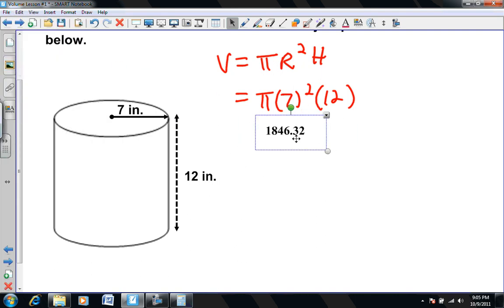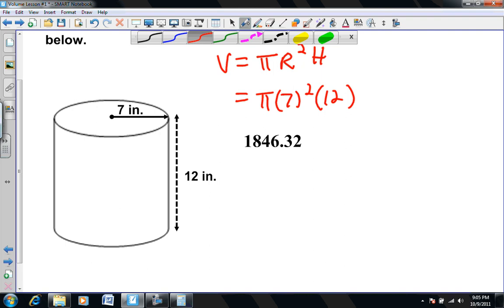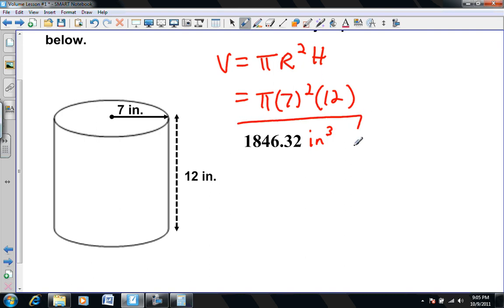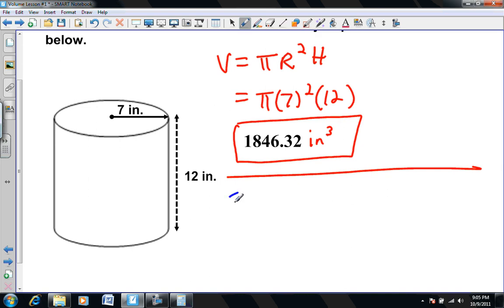And here's my answer. But it's really, really important that you tack on the units. We just found that it's going to take us a total of 1,846 cubes that are 1 inch by 1 inch by 1 inch to fill in that cylinder. 1,846.32 cubic inches is the volume. Now the surface area, same thing. All I have to do is write down my formula. 2 pi r squared plus 2 pi rh.